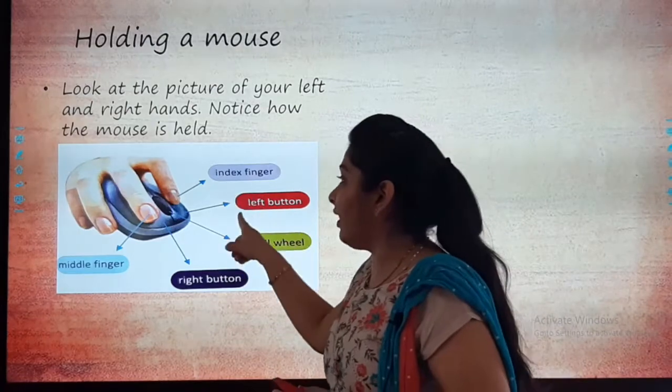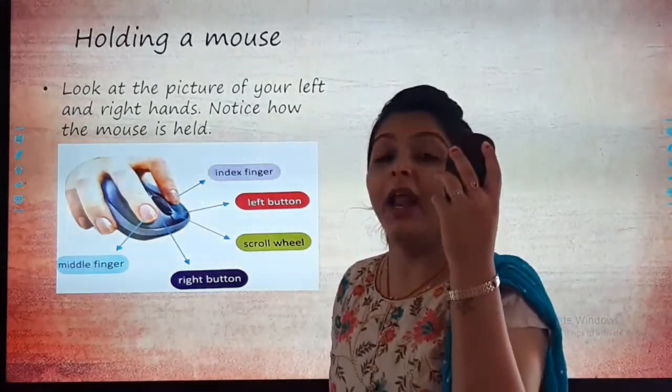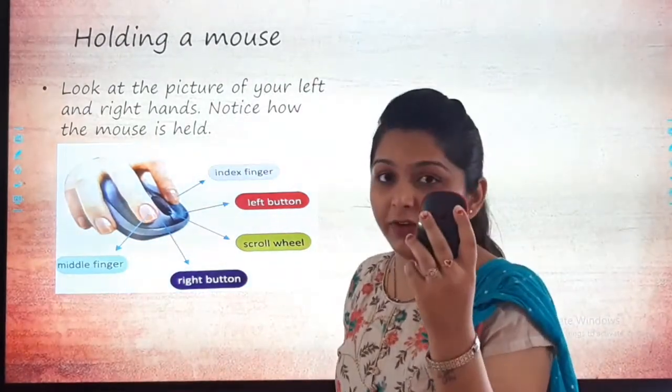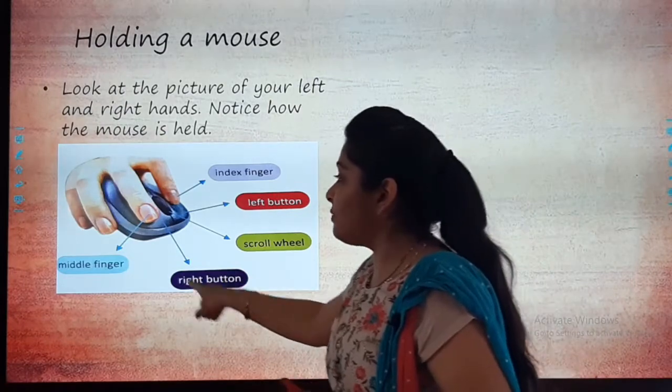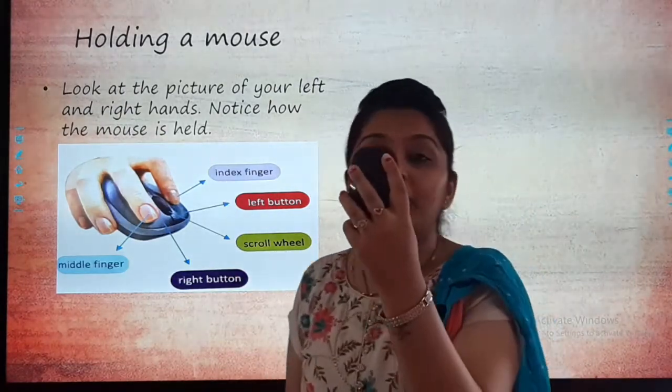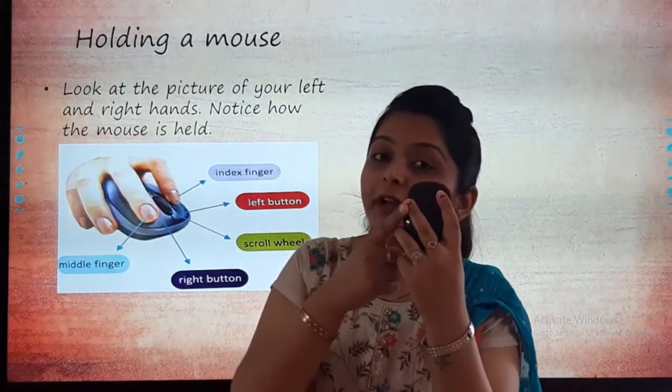See, where is the index finger? It is on our left mouse button. And this is the scroll wheel. On the right button is our middle finger. See, this is the right button and here is my middle finger.